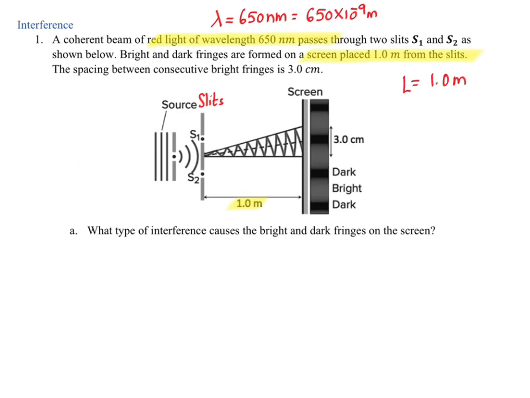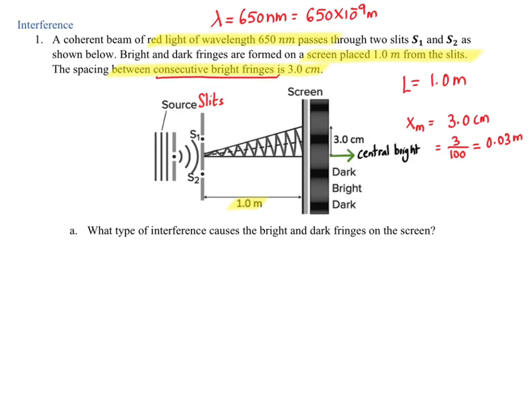The spacing between consecutive bright fringes is 3 centimeter. So that's consecutive bright fringes. That means that's the value for XM, which is equal to 3 centimeter. We'll convert that into meter because it's in centimeter. Divide by 100 and we'll get that as 0.03 meter.